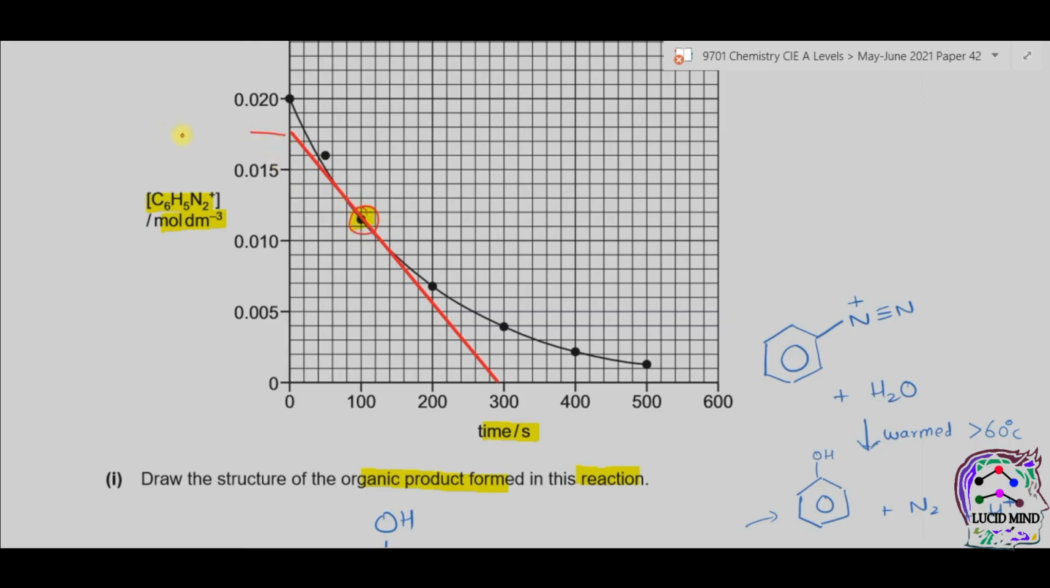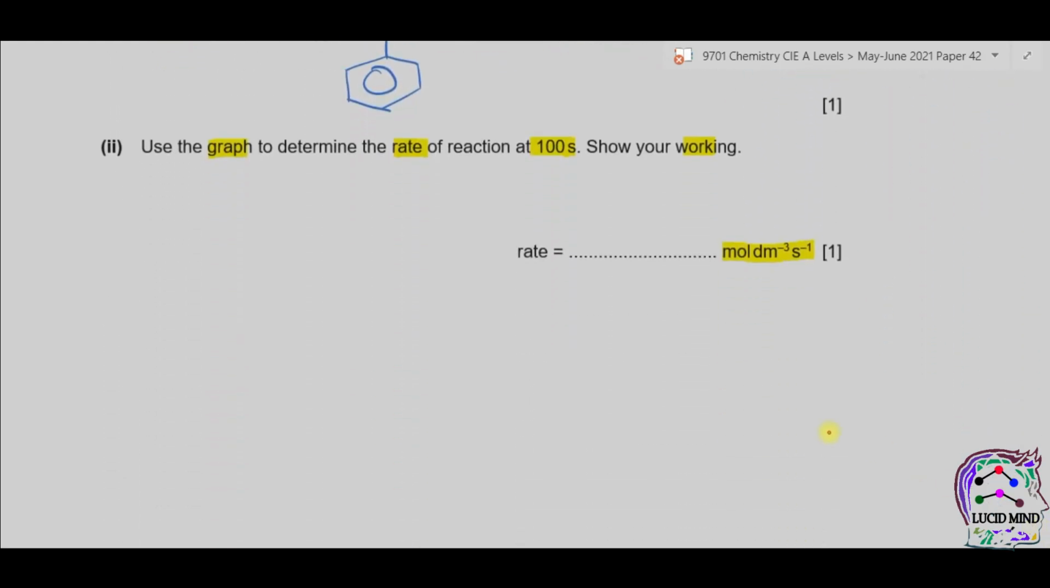One is at 0.0175 concentration. The second is at about 290 seconds. Now we can divide both to find out the rate of reaction. Rate is equal to change in concentration divided by time taken. So change in concentration is 0.0175 minus 0, so it is equal to 0.0175, and time taken is about 290 seconds. So the value obtained for rate is 6 × 10^-5 mole per decimeter cube per second.